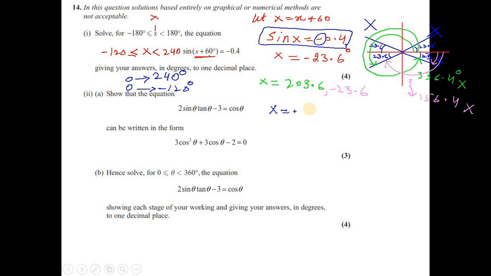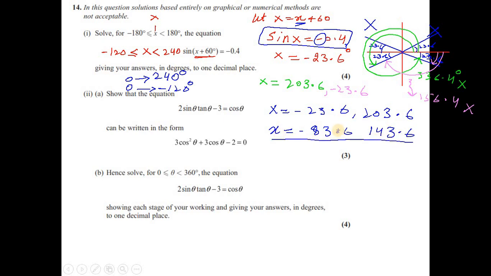X is equal to minus 23.6 and 203.6. These are the solutions for capital X. Our angle was small x, and small x can be found after subtracting this 60 from capital X. If you subtract 60 from these two, then you have x equal to minus 83.6 and then 143.6. These are your final solutions of the equation sine of (x plus 60) equal to minus 0.4.